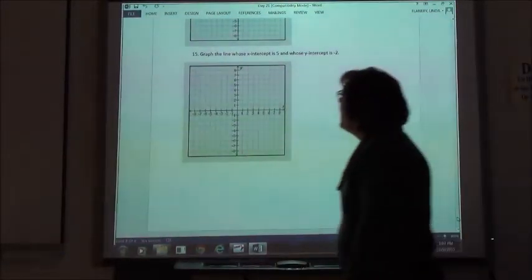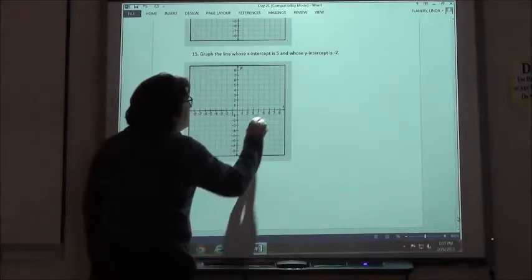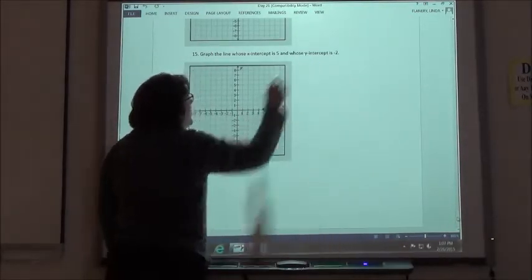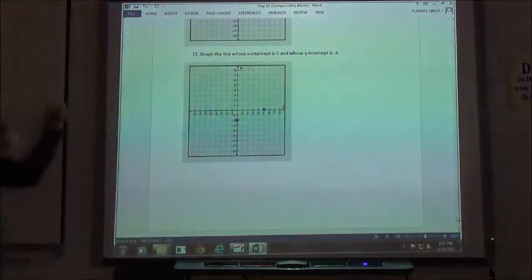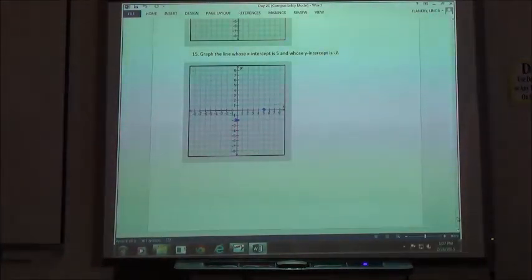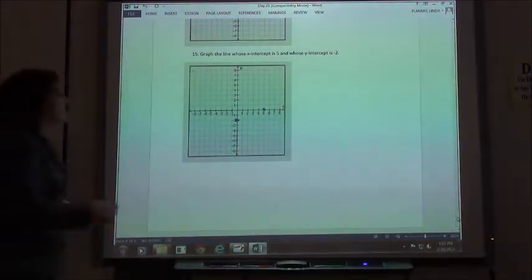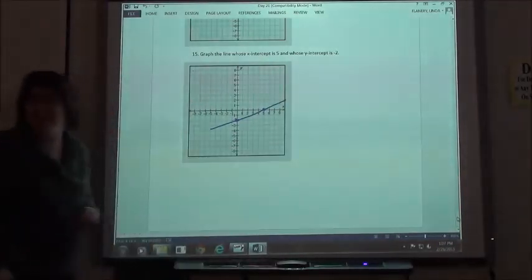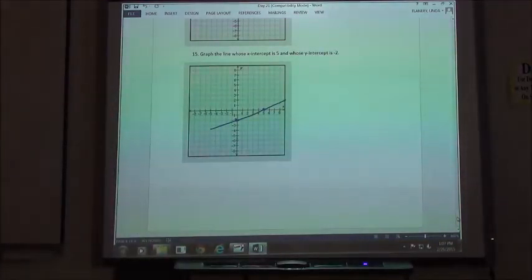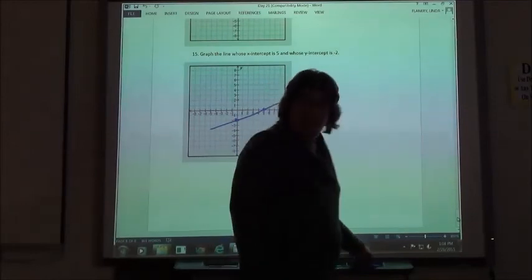So on this one, my x-intercept is at 5. My y-intercept is at negative 2. Do be careful. Sometimes they switch them around and give you the y first and the x second. You get used to always doing the same one first, and sometimes they're tricky and they switch them on you. So watch as you're reading. But once I have my 2 points on there, I can draw my line. All right, those are the next 5 things on your page. Easy enough, right?